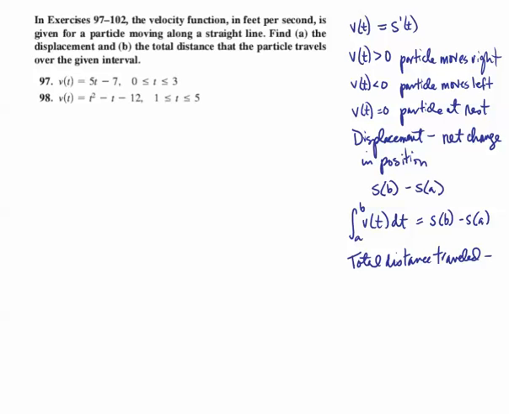Total distance traveled, however, is different. If I move 10 units or 10 feet to the left and then came back 9 feet to the right along the straight line, so if I start at this position, move 10 feet, then turn around and move back 9 feet, then my displacement is 1 foot to the left. I could say it's negative 1 foot. I'm 1 foot to the left of where I started.